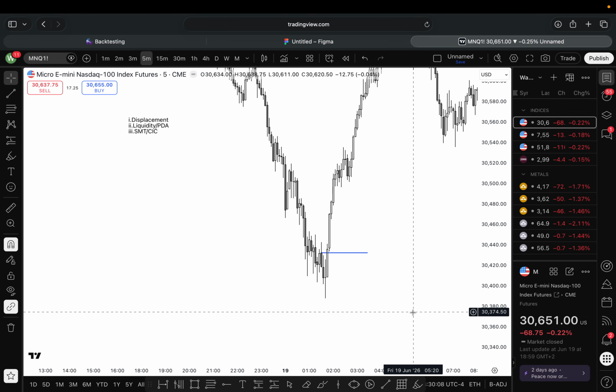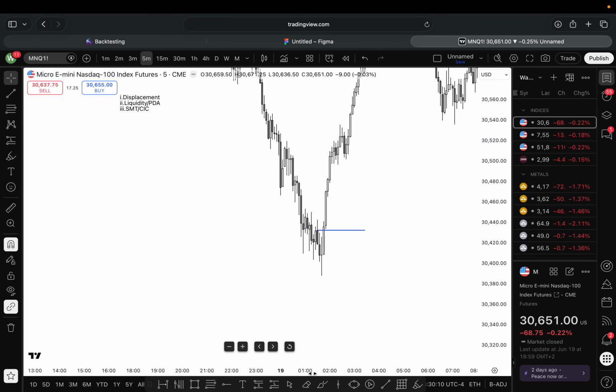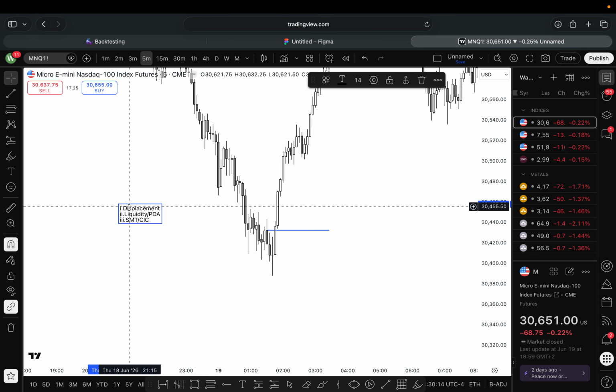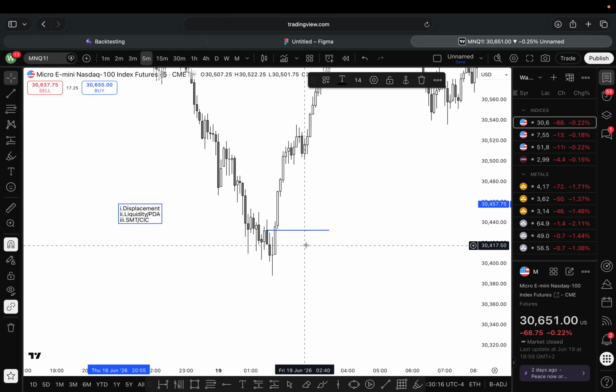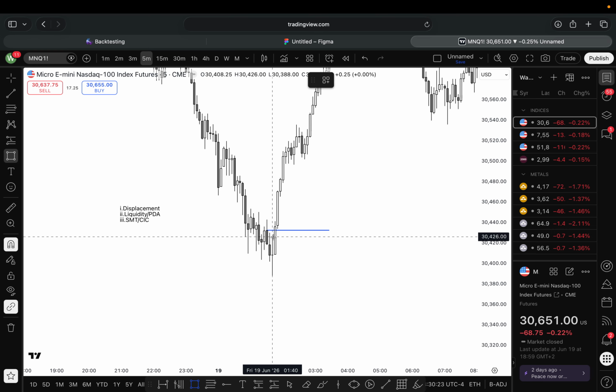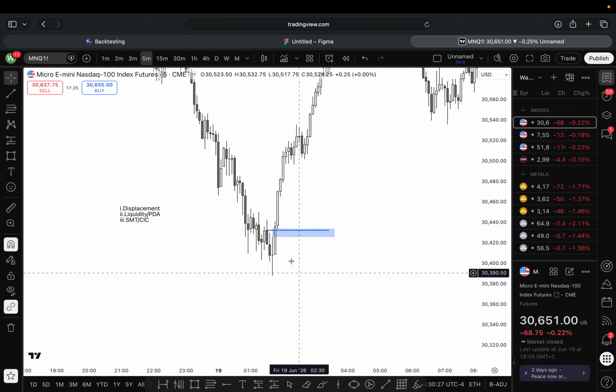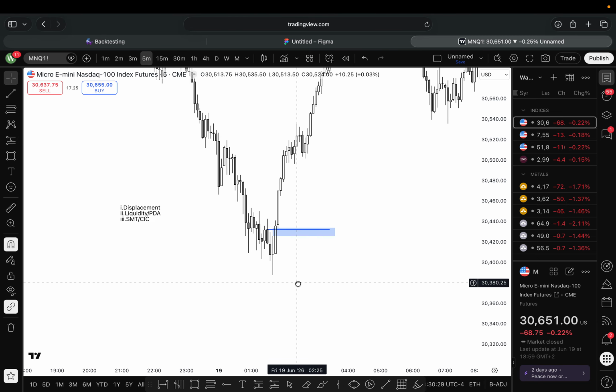So let's see. Our first thing is, is there displacement, right? Yes, there is, because we can see a fair value gap here, right? Fair value gap. So there's displacement.